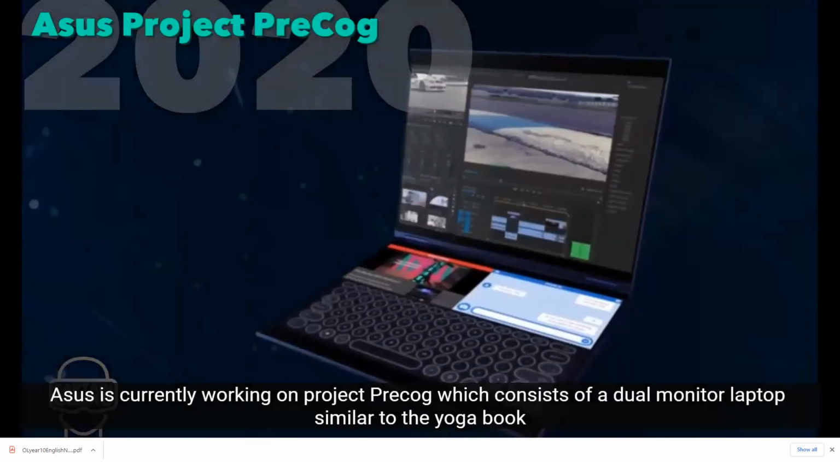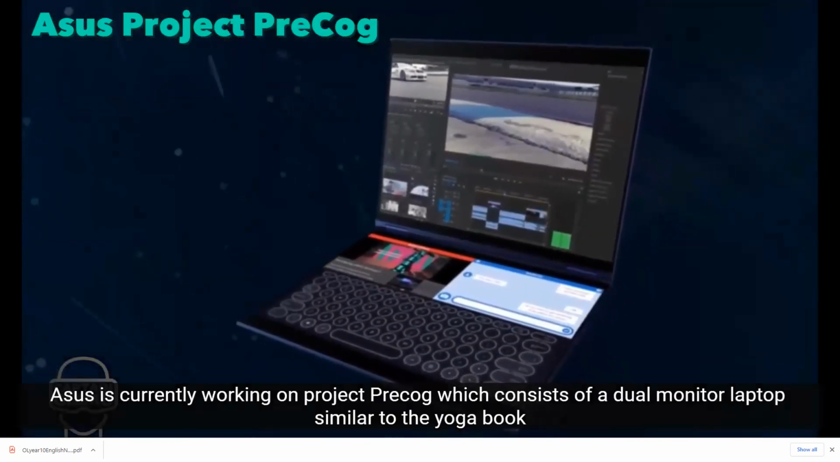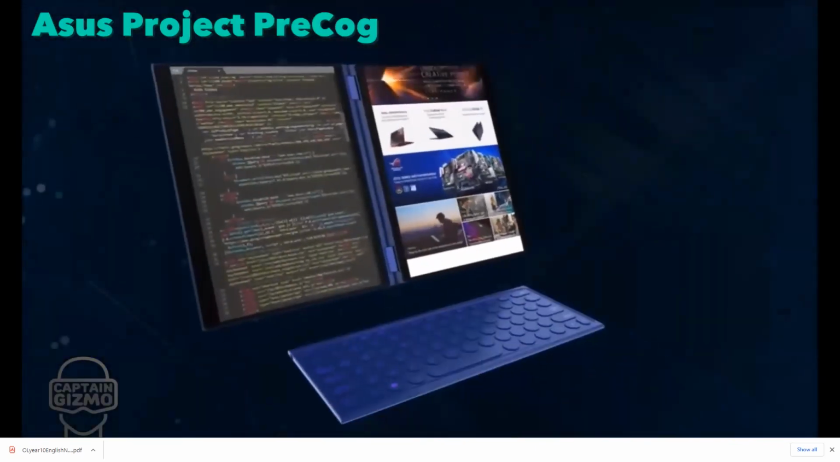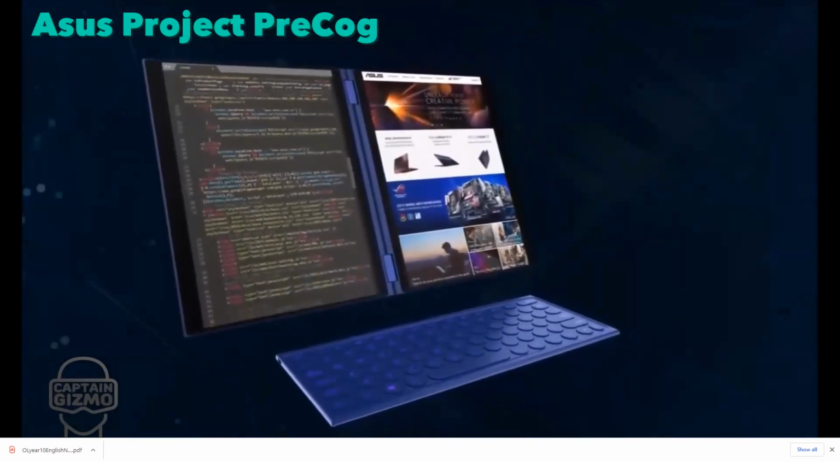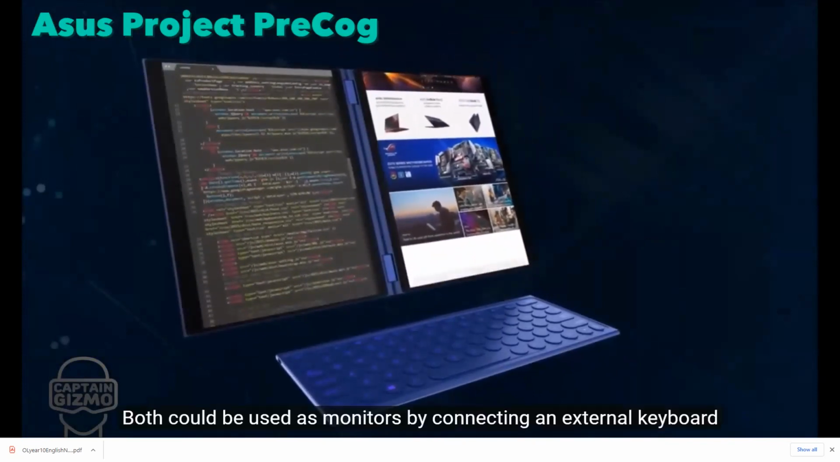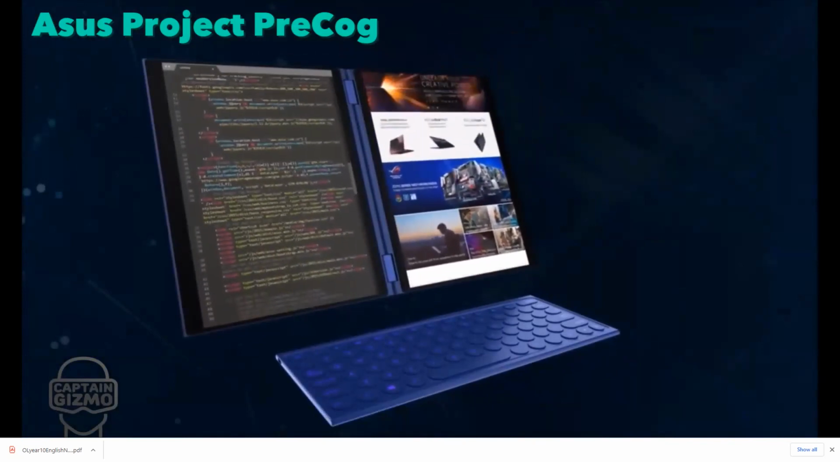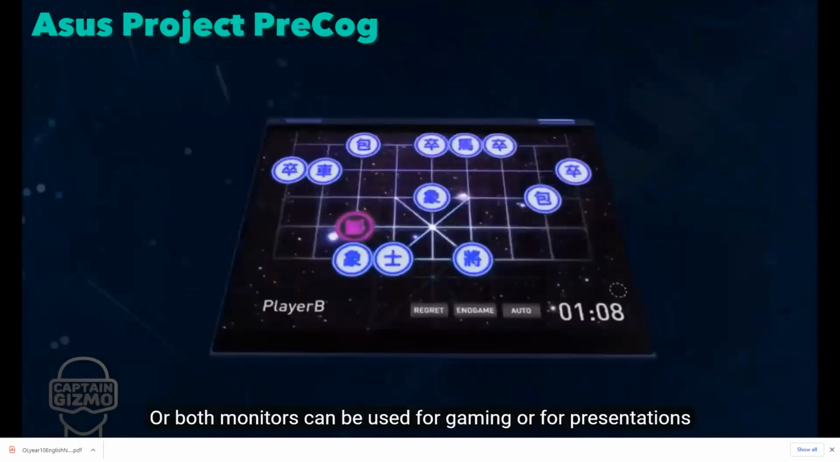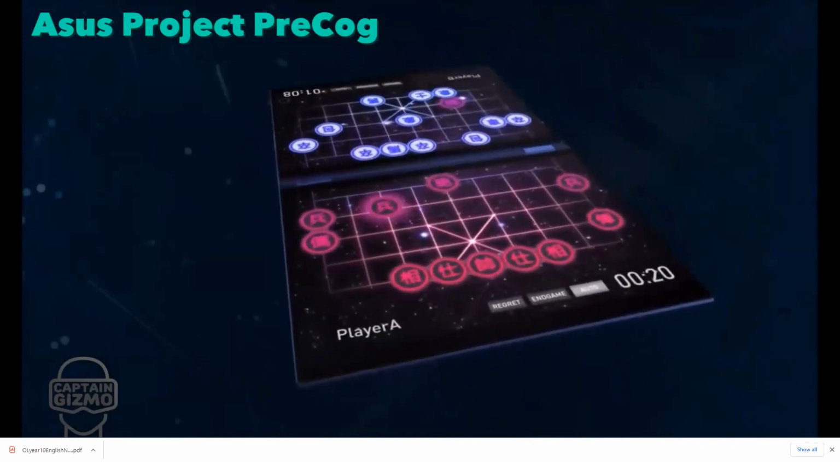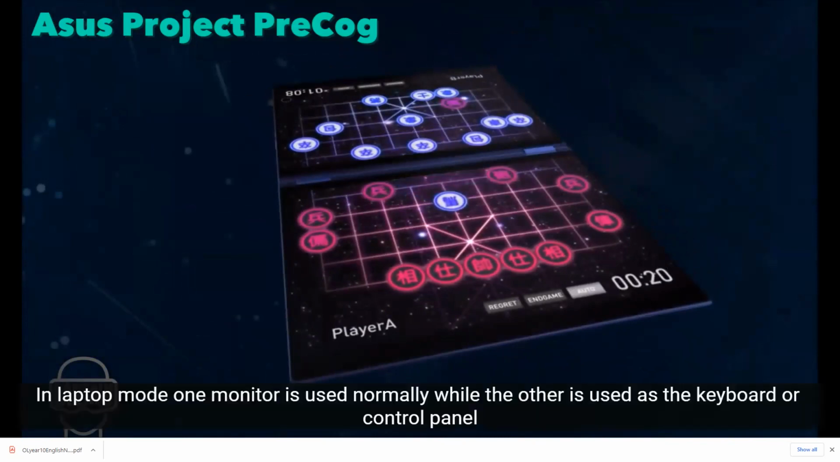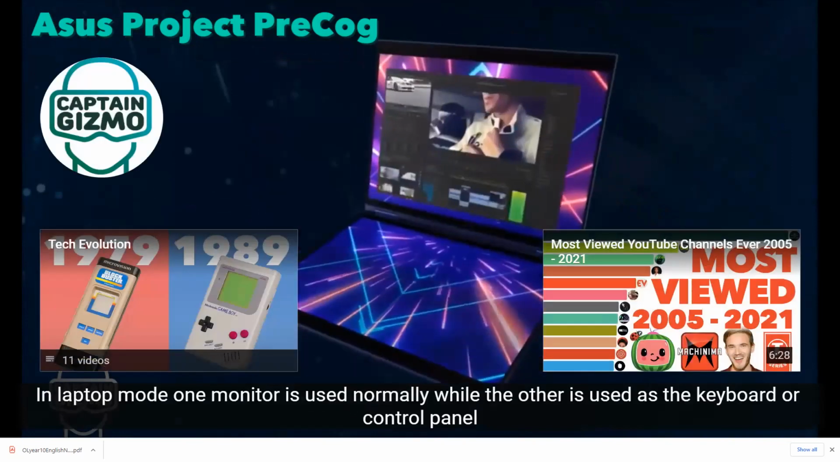Asus is currently working on Project Precog, which consists of a dual-monitor laptop, similar to the Yoga Book, but without the limitations of e-ink. Both could be used as monitors by connecting an external keyboard. Or both monitors can be used for gaming or for presentations. In laptop mode, one monitor is used normally, while the other is used as the keyboard or control panel.